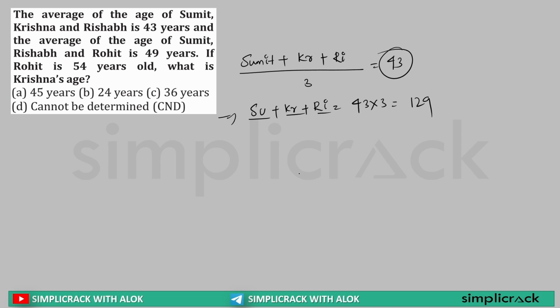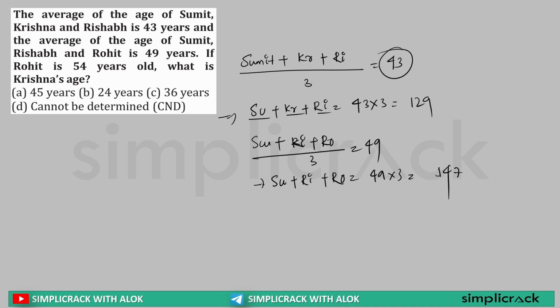And in the second part, it is saying the age of Sumit plus Rishabh plus Rohit, the average is equal to 49. So I can write Sumit plus Rishabh plus Rohit is equal to 49 into 3, that is 147. Now understand this. Here Sumit plus Krishna plus Rishabh is equal to 129. Here Sumit plus Rishabh plus Rohit is equal to 147.